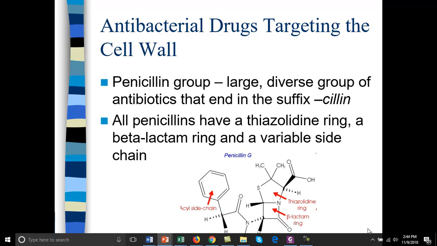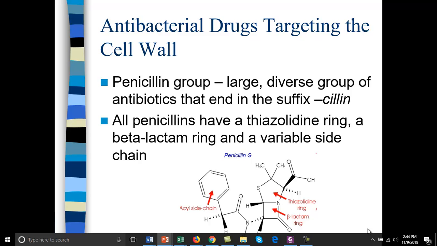Okay, so if we look at different modes of action of antibiotics, one of the modes of action is targeting the cell wall, and there's a lot of different antibiotics that target cell wall formation. I will present some chemical structures here, but it's not necessary that you know the chemical structures.